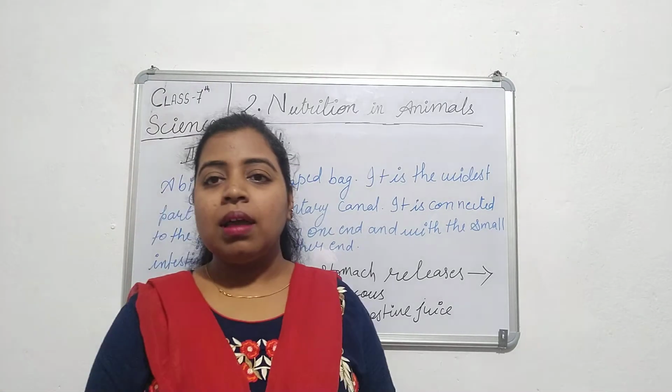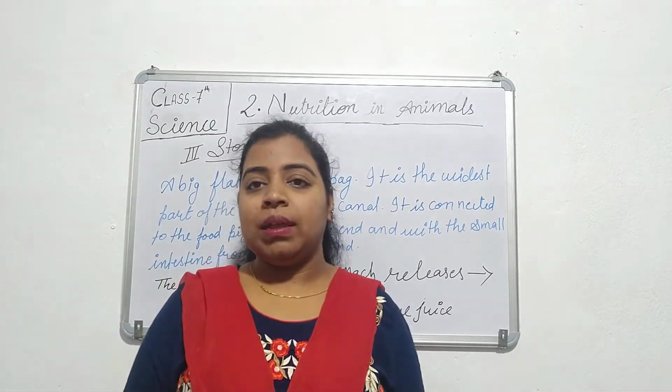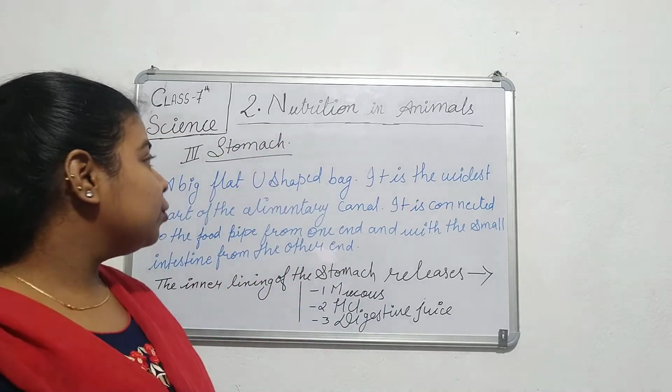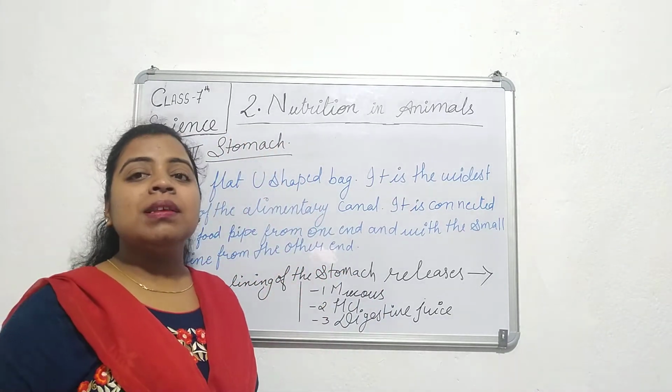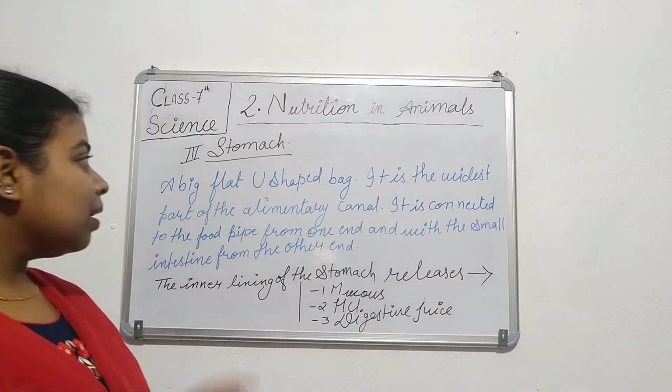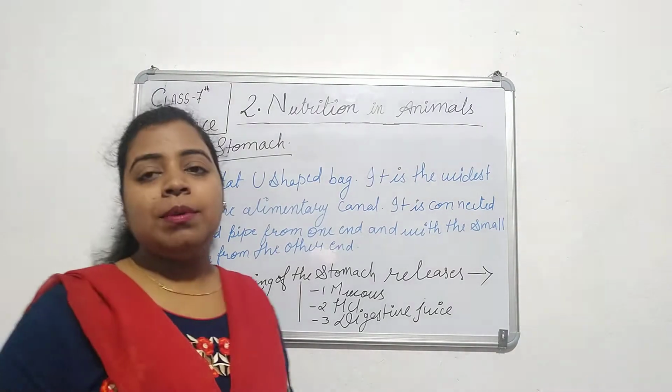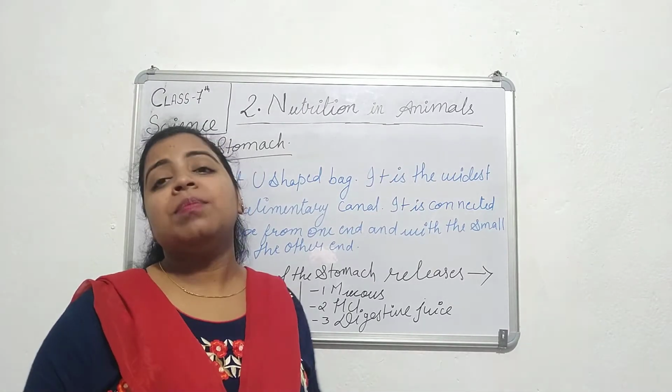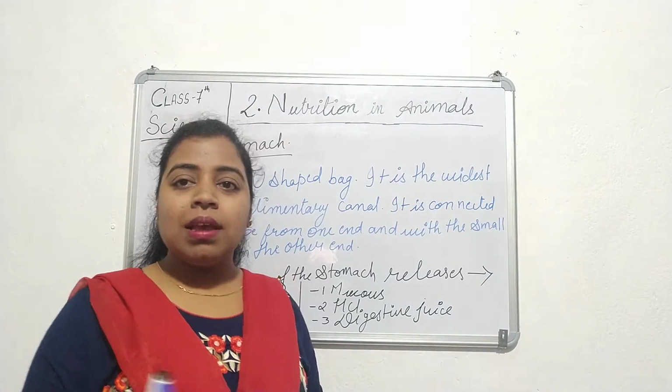Next is the stomach. After the esophagus, the food pipe, comes the stomach. The food pipe is connected to the stomach. So what is a stomach? A big flat U-shaped bag, and the widest part of the alimentary canal is the stomach.